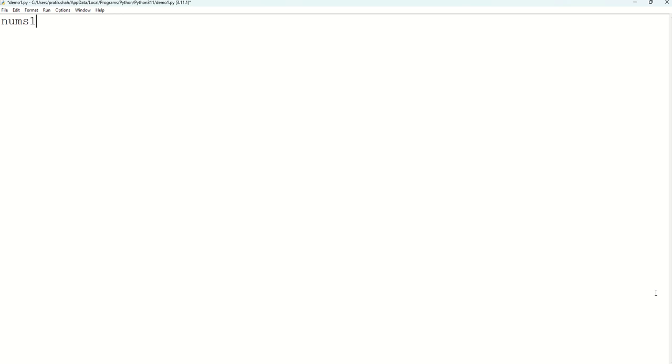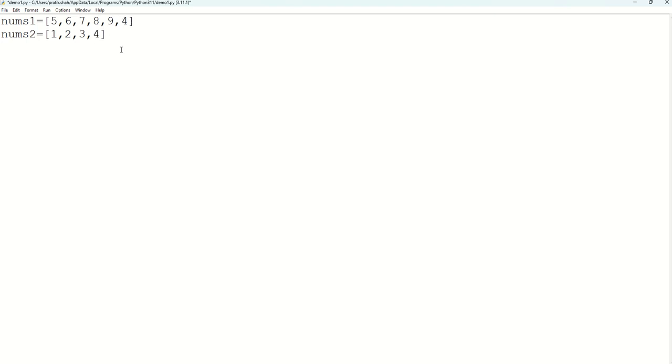Suppose nums1 is equal to like our first list only, and I am writing 5, 6, 7, 8, 9, and 4, something like this. And we have one more list, and I am writing 1, 2, 3, and 4. Okay, so we are done with the lists. But the basic concept is they are of different length. That is the first thing, and we want to do the addition from the right hand side.